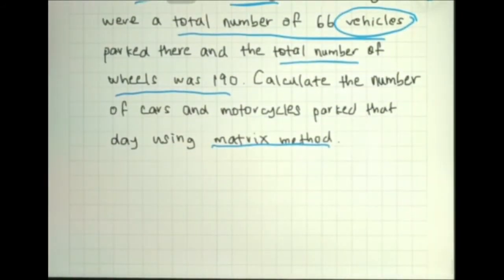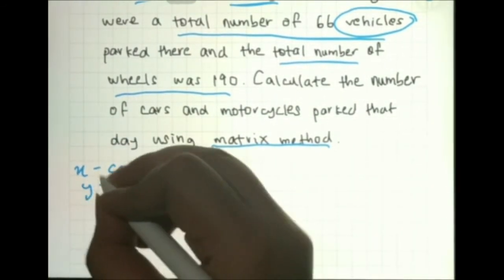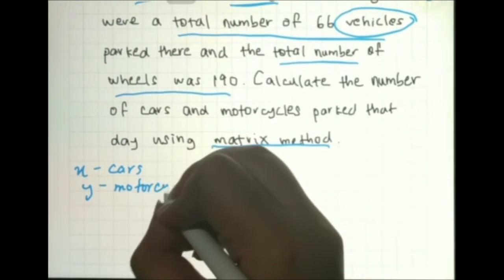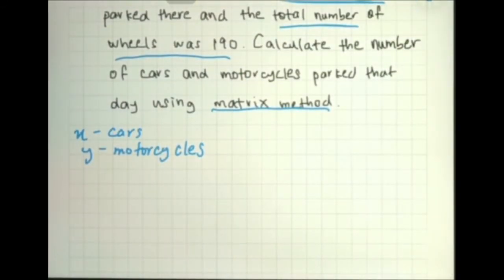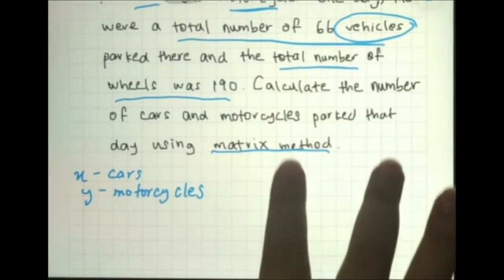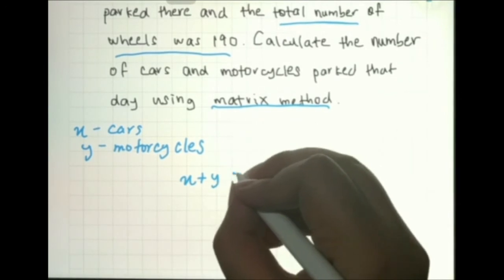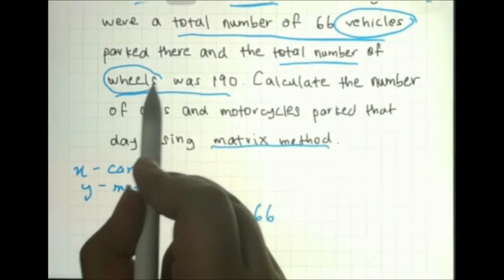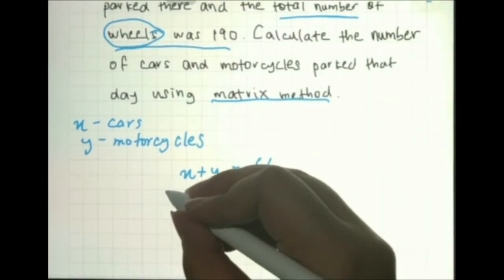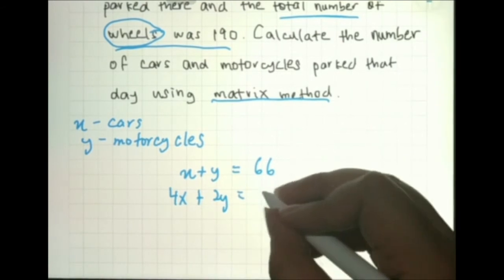Okay, first we establish which is cars and which is motorcycles. So x is for cars and y is for motorcycles. The first equation, we want to find the total number of vehicles. So x plus y equals 66. And the total number of wheels: cars have 4 wheels, so 4x, and motorcycles have 2 wheels, so plus 2y equals 190.